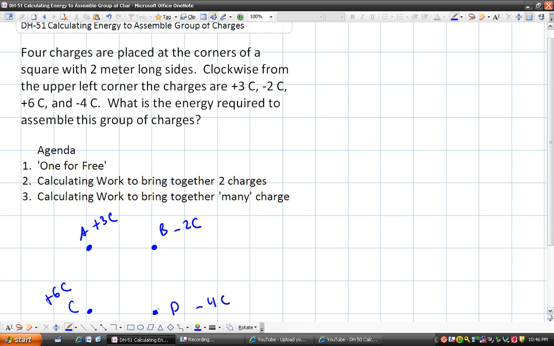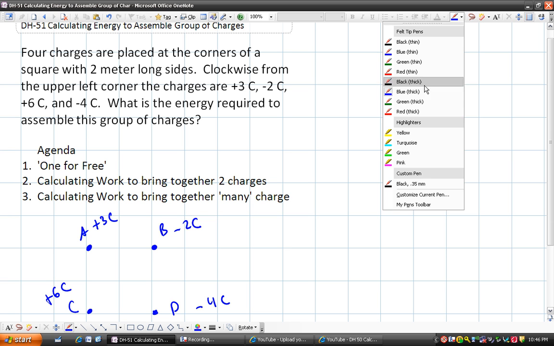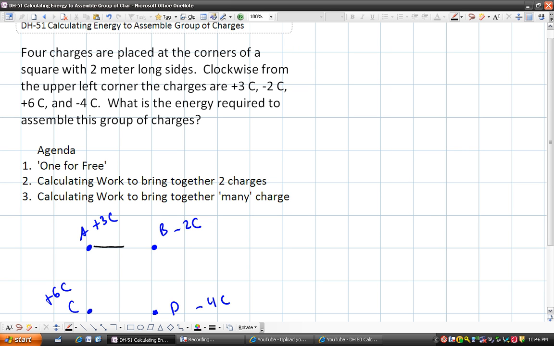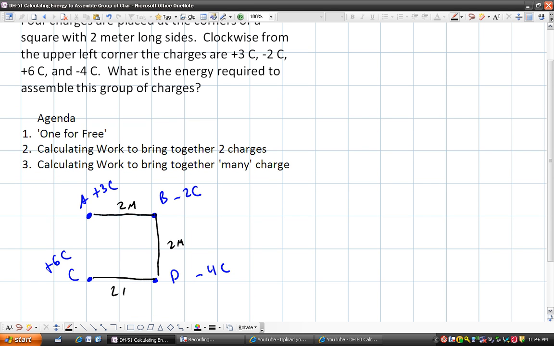When we look at the sides, I'm going to use black instead. The sides of this square are still each 2 meters, 2 meters, 2 meters, and 2 meters, which is going to mean the distance across the diagonal, being that this is a 45 degree special triangle, 1, 1, radical 2, or 2, 2, 2 radical 2.